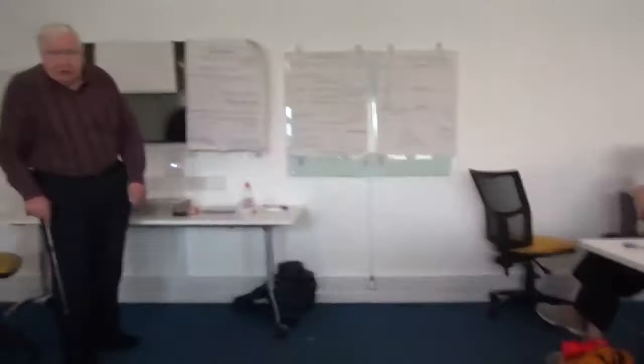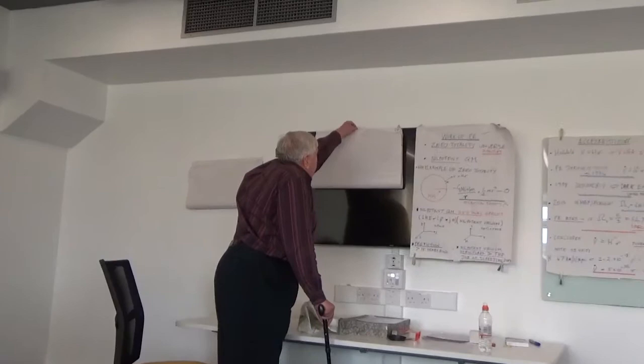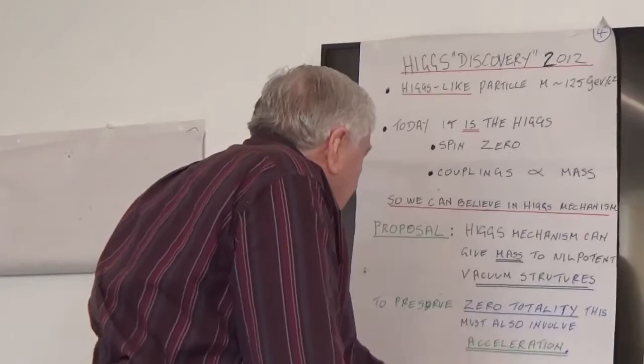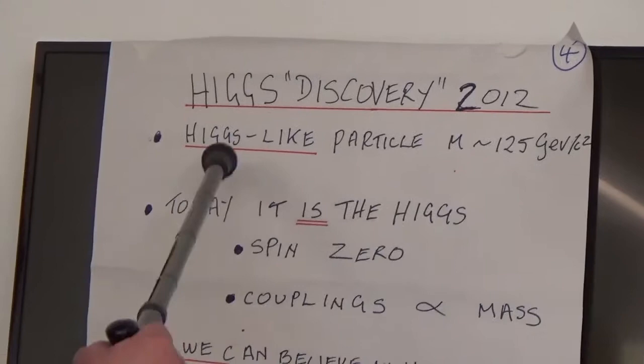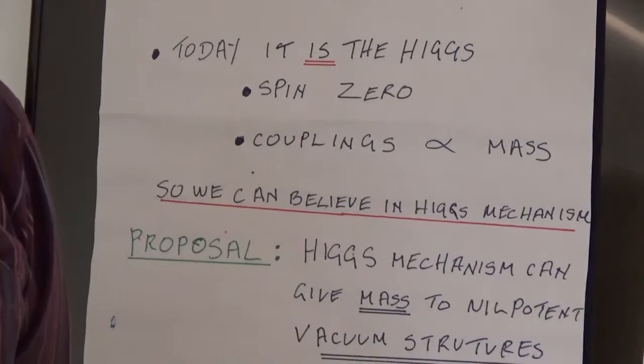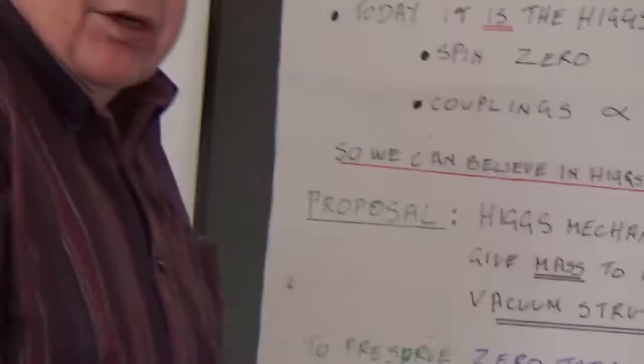So, what can we carry on still thinking a bit more? Now, the Higgs discovery in 2012 was a very important thing. What was discovered in 2012 was a Higgs-like object with a mass of about 125 times the mass of a proton. But since then, there's a lot of experimental work being done on the data.